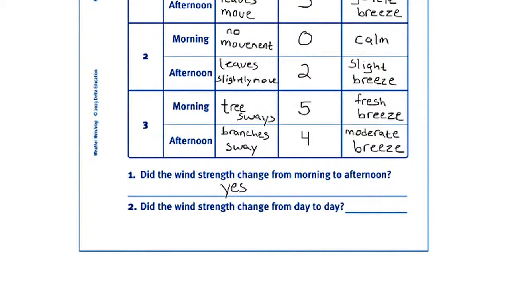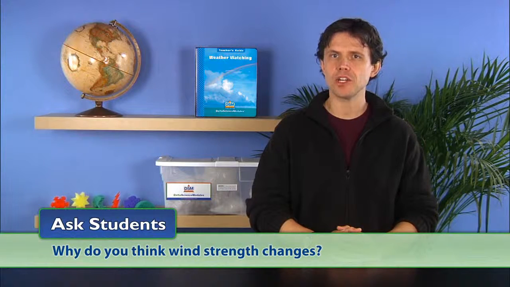To begin Session 2, instruct students to answer questions 1 and 2 on their activity sheet and discuss their results. Ask students, what did you notice about wind strength over the past 3 days? Students should have observed that wind strength could change during the day and from one day to the next. Then ask, why do you think wind strength changes?